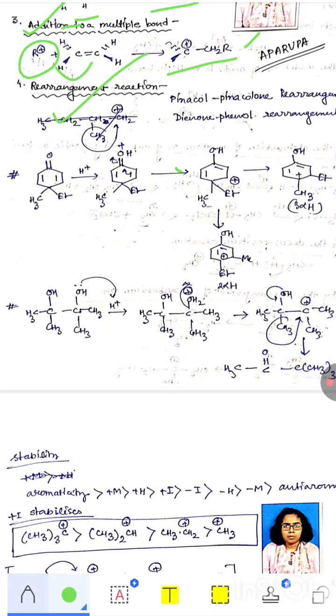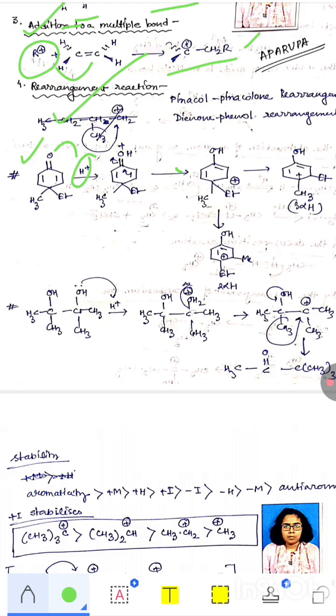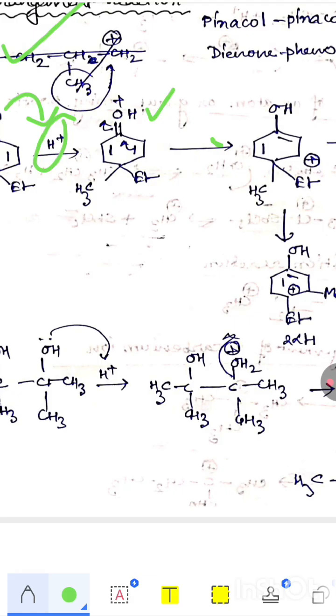So first one, the dienone-phenol reagent. We provide an acidic medium, and the oxygen having the lone pair can abstract a proton, so ultimately this can be produced. Again, this bond can be migrated, and the oxygen makes a single bond like that. Okay, so the corresponding carbocation can be produced at that site.